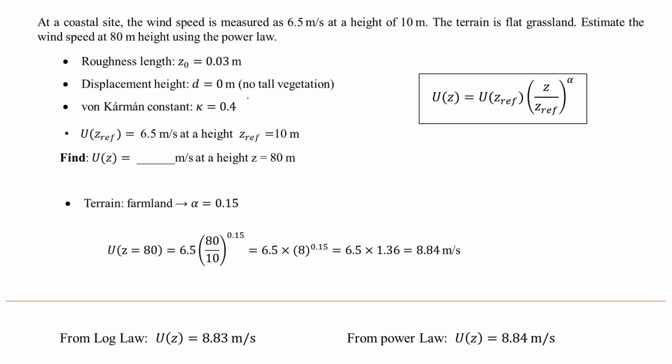Actually, I have solved the same problem using this power law. Same, at 10 meter, velocity is 6.5 meter per second. You have to find velocity at 80 meter. We know Z0, K value, everything, and this is the formula. So U reference is 6.5 meter per second, Z is 80, Z reference is 10, and alpha for the flat surface they mentioned 0.15. If you substitute everything, we got 8.84 meter per second.